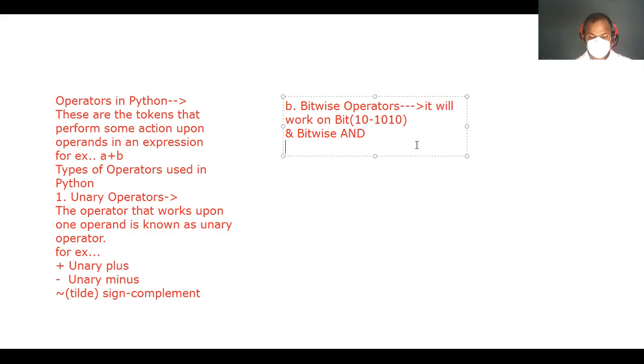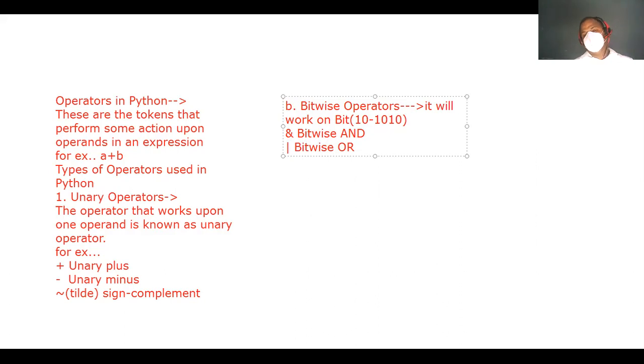The second one, let me write it here: bitwise or. Where does this symbol come from? It is just beside the enter key, along with the forward slash; if you use the shift key, you will get that. So this is bitwise or.